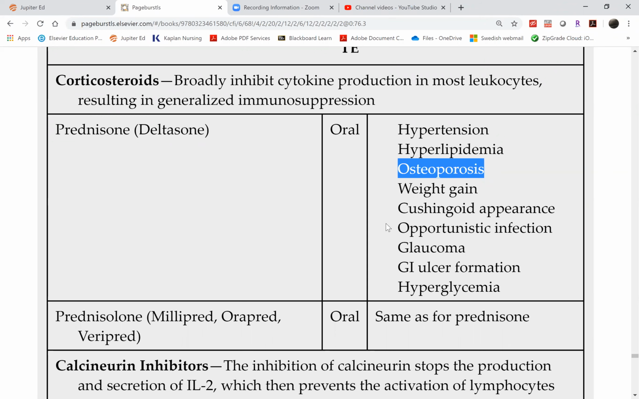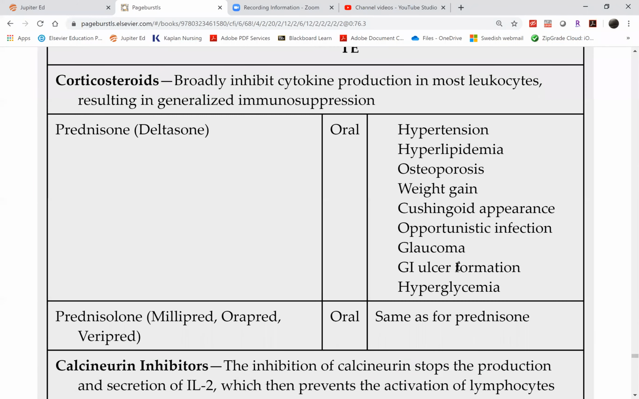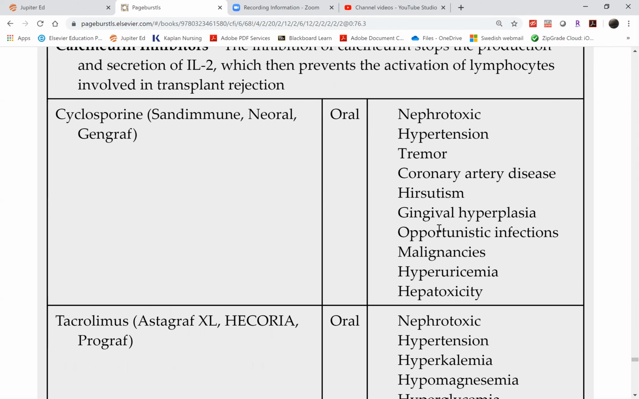Oh, we forgot to explain this one. So here, once you have increased acid production, this will now impair calcium absorption. So impaired calcium absorption now leads to low calcium in the blood and you'll have osteoporosis. Any question on steroids? Alrighty then, let's go to the next one.